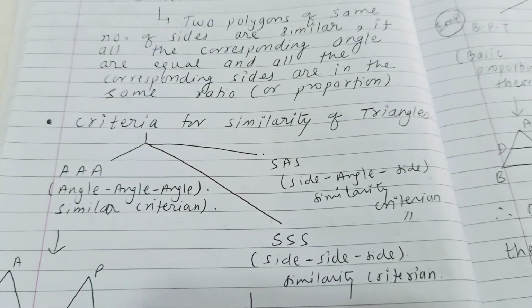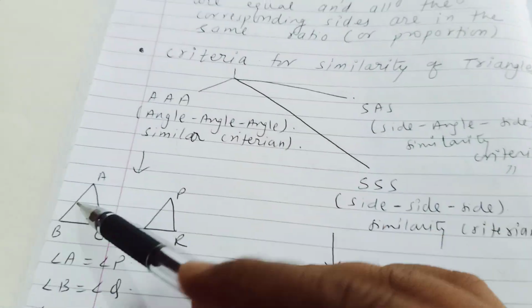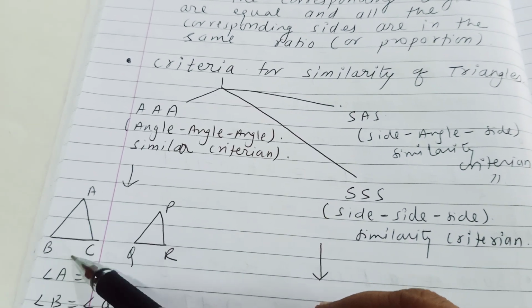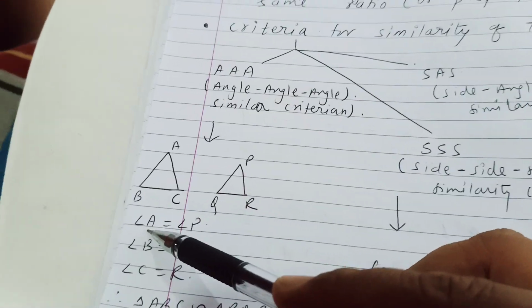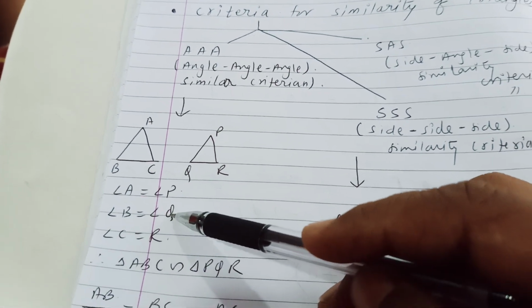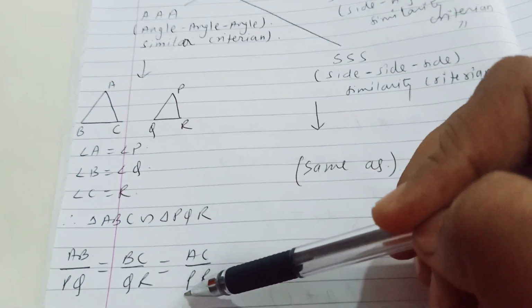So if you want to look at angles, it means all the angles are going to be equal in similar triangles. A, B, C, all the angles are equal, P, Q, R with that, so we can show here, angle A is equal to angle P, angle B is equal to angle Q, angle C is equal to angle R, so we can say like this also. Clear?